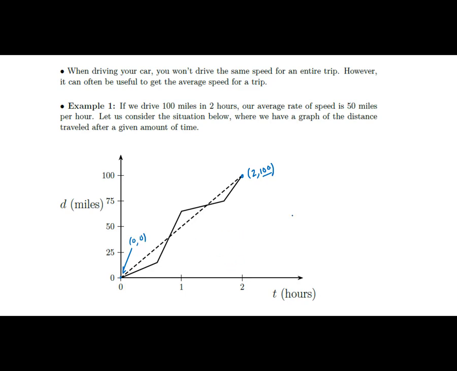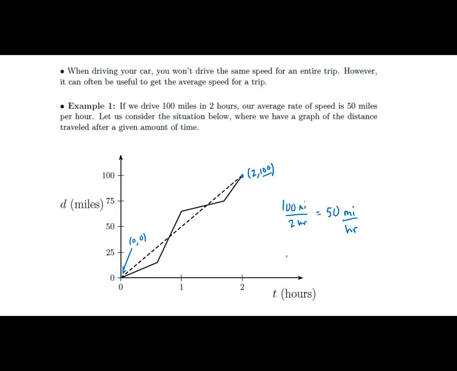So pretty quickly you would realize, okay, 100 miles in 2 hours means I'm going on average 50 miles per hour, right? And I know that doesn't mean I'm going 50 miles per hour for the entire trip, but that's what I've averaged.